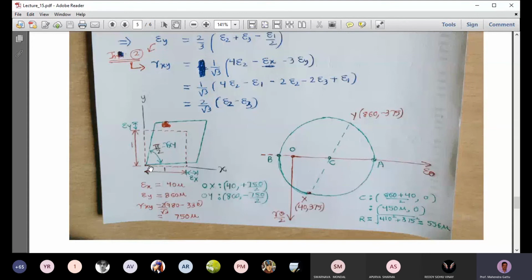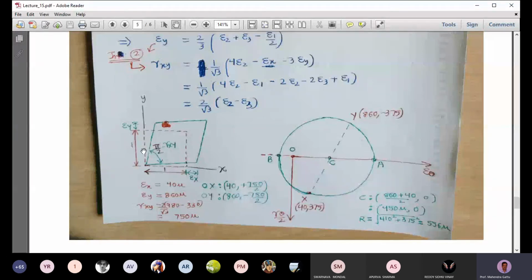We want to draw the Mohr circle so that we can get all the principal strains and orientations of the principal axes. So first for OX, we have to find epsilon theta and gamma theta by 2. So here for OX, epsilon theta is known, epsilon x, that is 40. And what is happening here? The change in angle is in the anti-clockwise direction. So we treat gamma xy by 2 as positive. So we'll have plus 750 by 2.